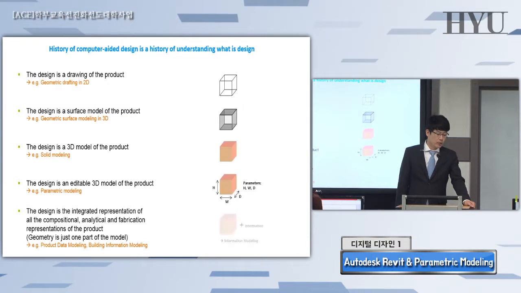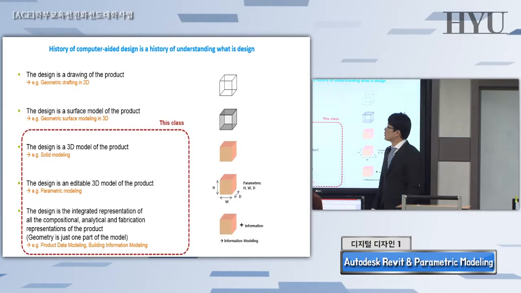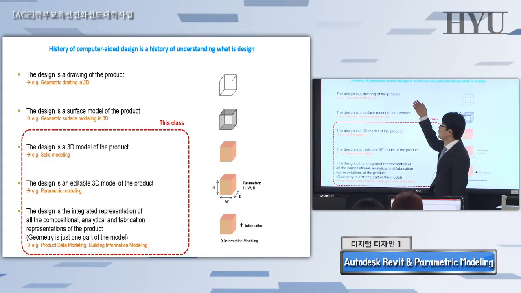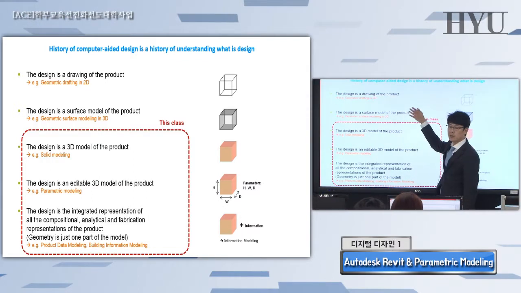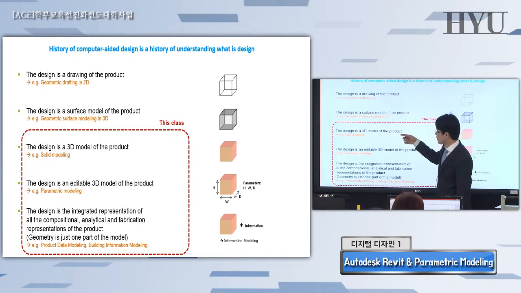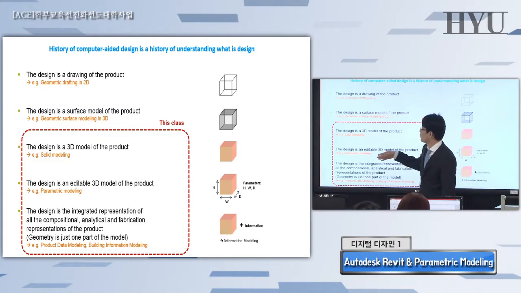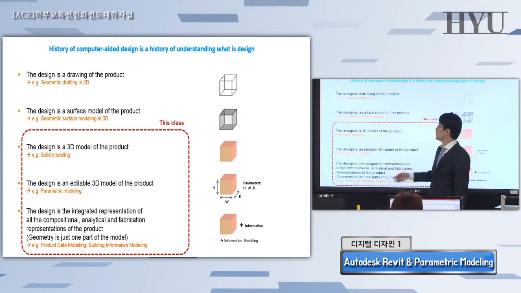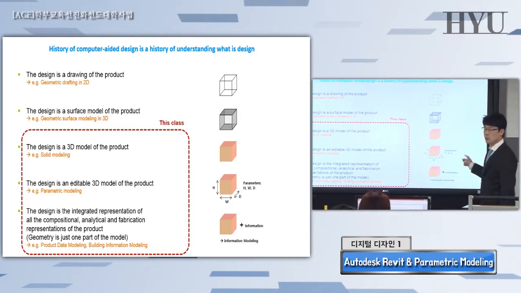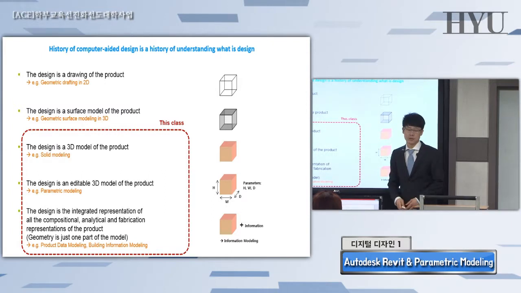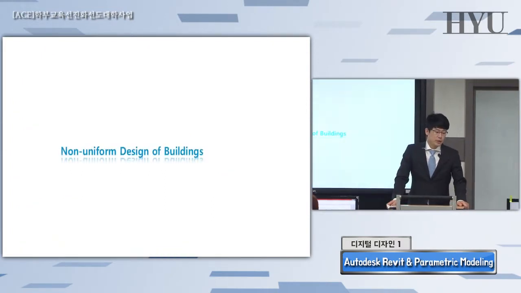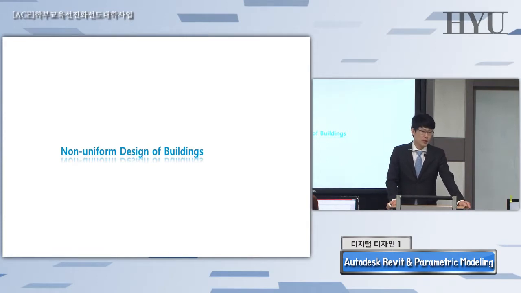So according to this well-known CAD history, we spent a lot of time handling such geometric issues, okay? But in this semester, we have to resolve the rest of the advanced parts, okay? Solid model, parametric model, and building information modeling. This one contains all the prior things, okay? So we're going to deal with those parts in this semester, in this class. Why do we need such advanced technologies? That's what I brought to your attention.